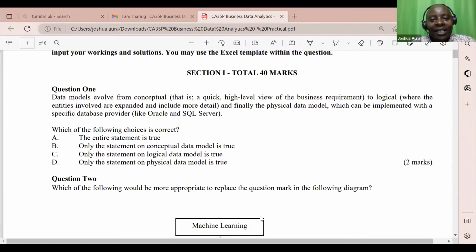The correct answer is A. The entire statement is true. Just like we do the thesis, this is how we also do data analysis and the modeling.